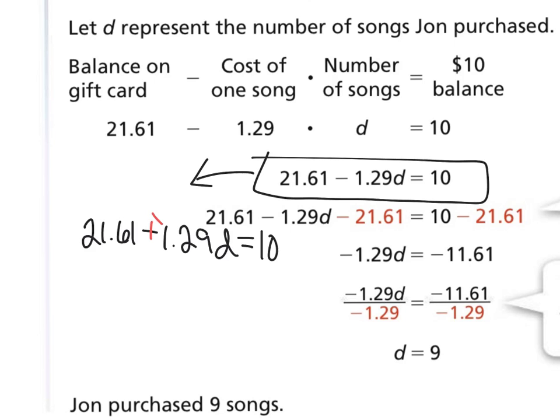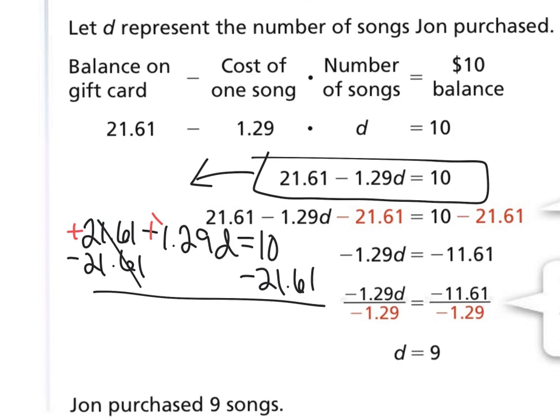And what you need to think about, that 2161 in the beginning, that's what we need to get rid of to isolate our variable, to get our variable by itself. So if you can just think about, that's a positive 2161. So to get rid of a positive 2161, we have to subtract 2161.